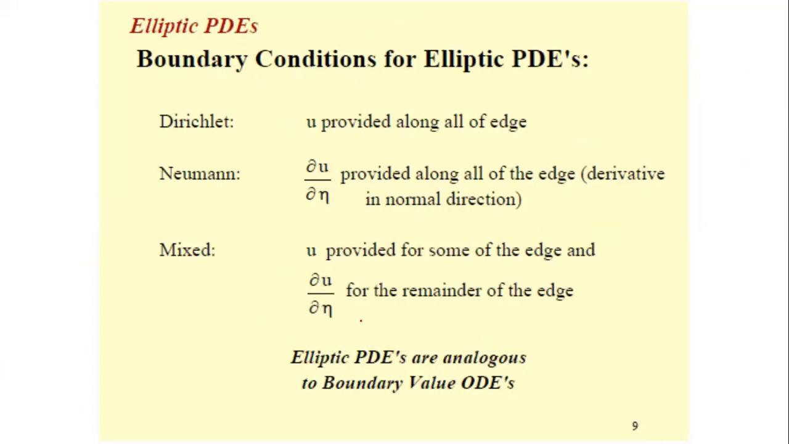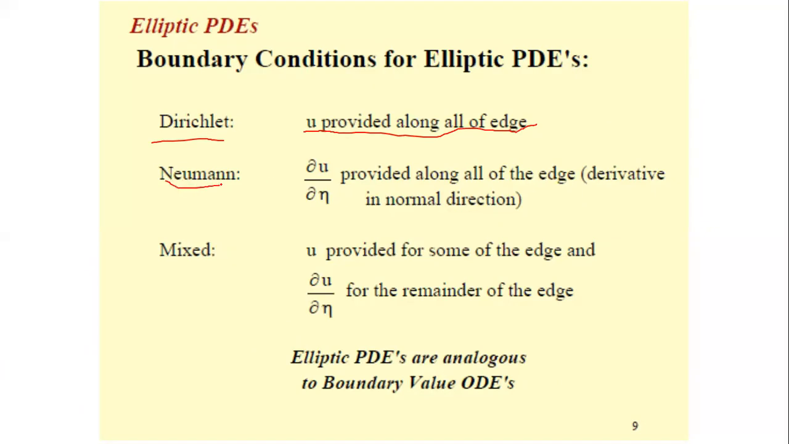So the possible boundary conditions for elliptic partial differential equations are, the first one is called Dirichlet boundary conditions. In Dirichlet boundary conditions, the value of the function u is provided along all the boundaries, along all the edges of the boundaries.